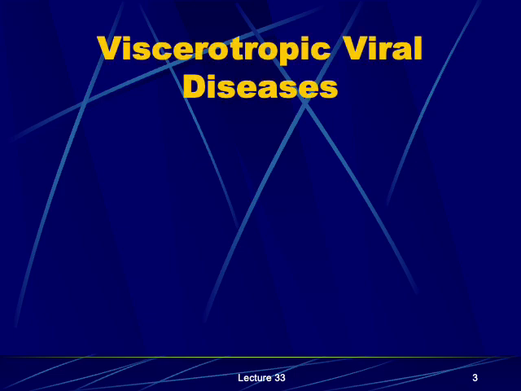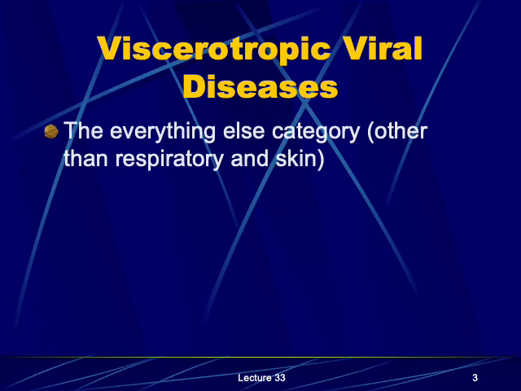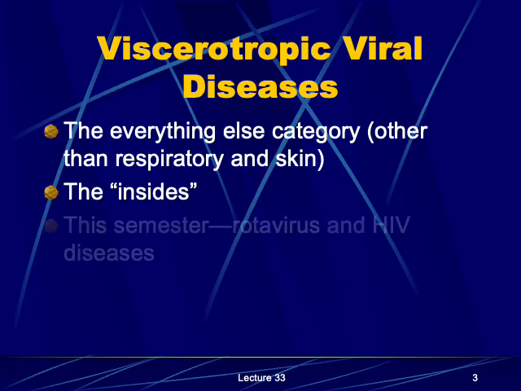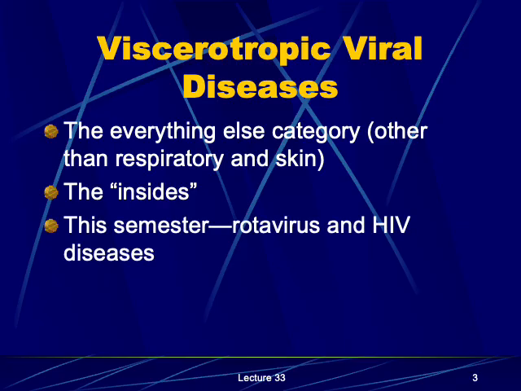So that does it for our skin ones. Now we're going to go to viscerotropic viral diseases. And viscera is like the insides, the innards. All right, that's the insides. And this is just a grouping name for viruses that don't fit into the respiratory tract or the skin, things like that. We're going to talk about two of them for this semester.